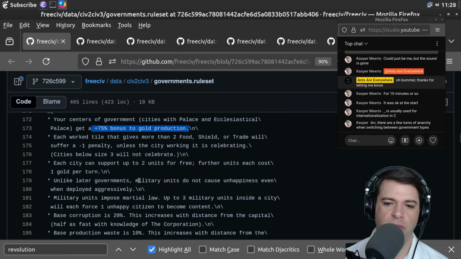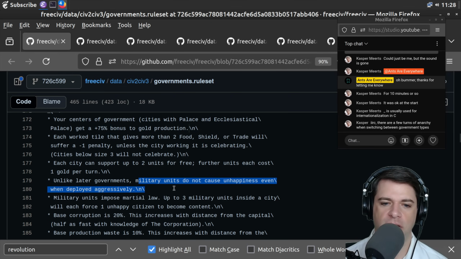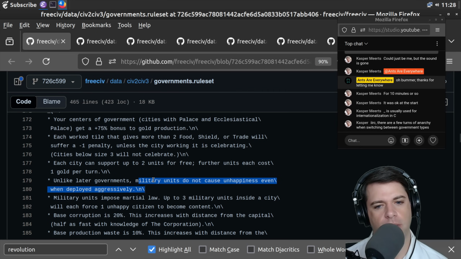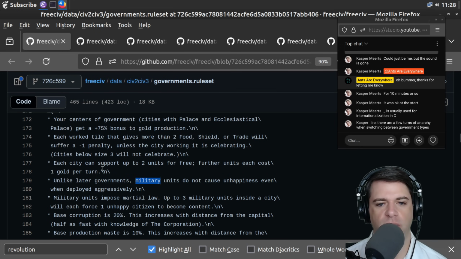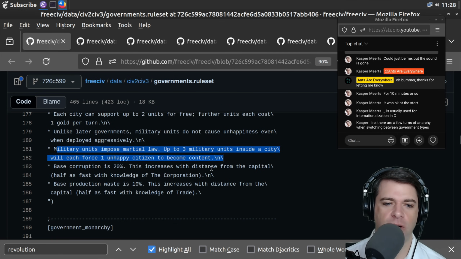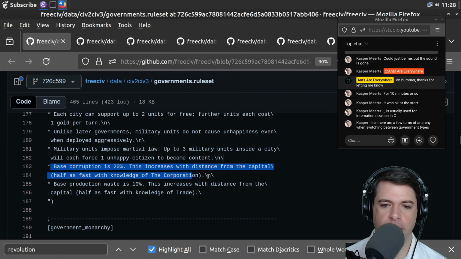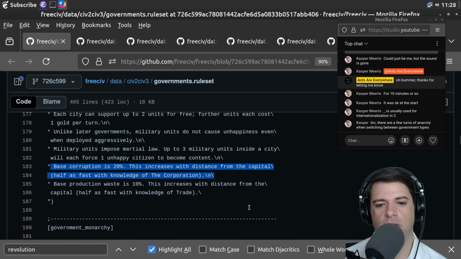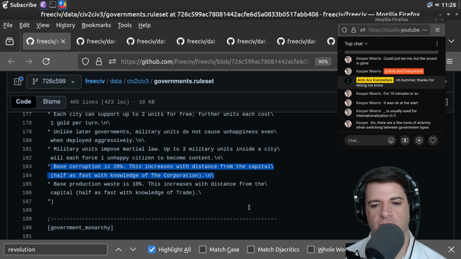Unlike later governments, military units do not cause unhappiness even when deployed aggressively. Really? Why? Seems like military units would cause unhappiness in a despotic government. Military units impose martial law. Up to 3 military units inside a city will force one unhappy citizen to become content. Oh, Lord. Base corruption is 20%. This increases with distance from the capital. It seems reasonable. And base production waste is 10%.